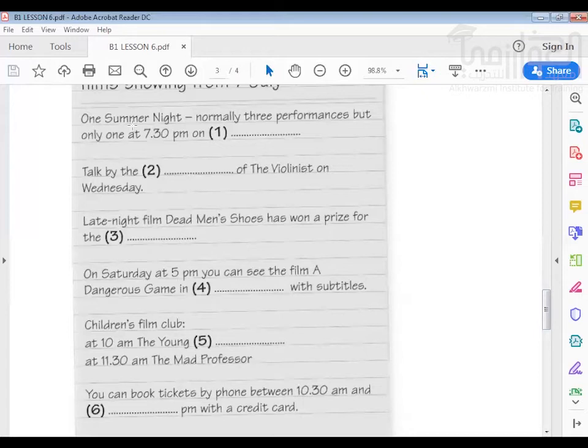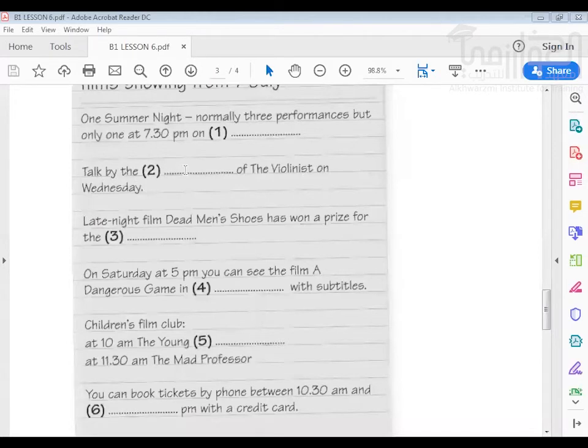Look at this. One summer night, normally 3 performances. One only at 7 p.m. on. So what should be here? It's very clear that this should be a day or a date. So we can write a day or a date here. And then when we come to 2, a talk by the, what kind of word should be here? Of the violinist on Wednesday. So this means a talk by the who. It means a person is supposed to be here.